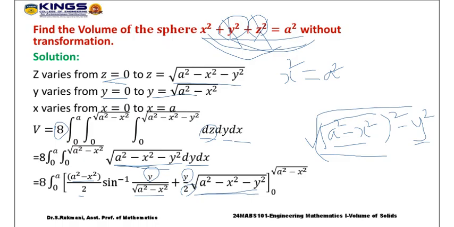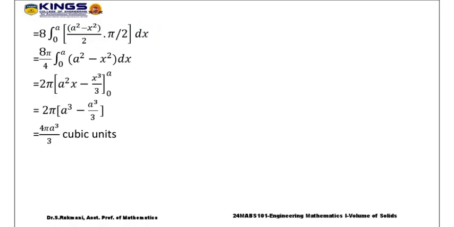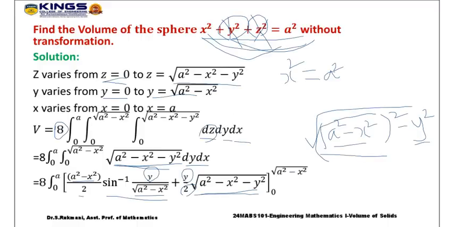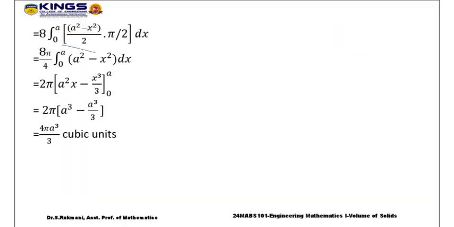So the upper limit is root of a square minus x square. Instead of y, we are substituting root of a square minus x square. So both become cancelled. So here sine inverse of 1. So again, like the previous problem, the value of sine inverse of 1 is what? Pi by 2. That is sine 90 degrees. So see here, 8 into the first term, a square minus x square by 2 as it is. The value for this one is equal to pi by 2.